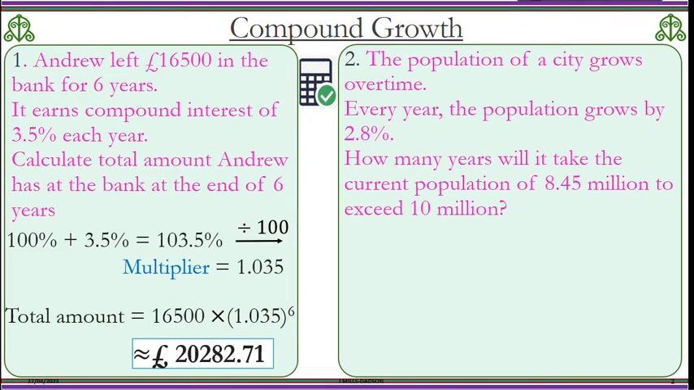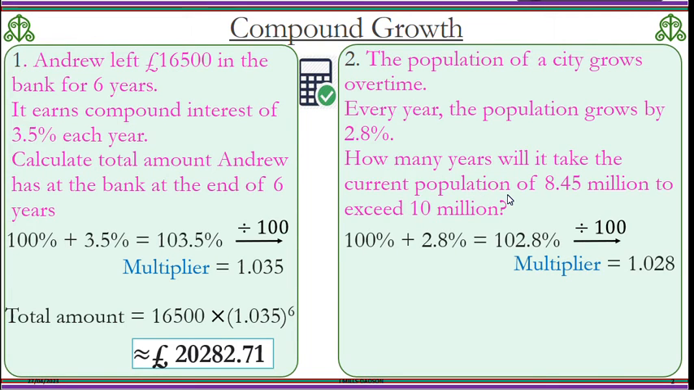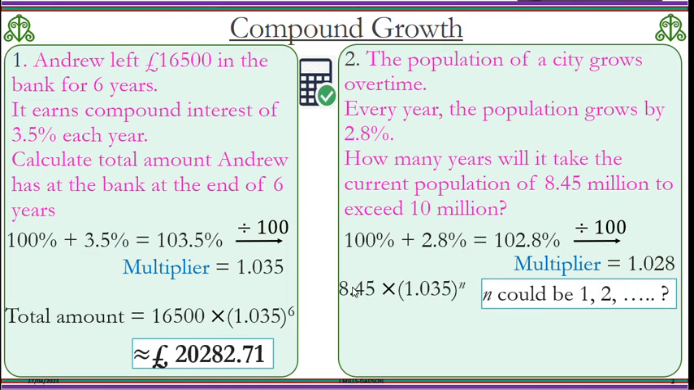Set up the same principle. If you have a 2.8% increase, get the multiplier first. 100 plus 2.8 is 102.8%, divided by 100, so that's our multiplier. The question is asking how long it is going to take. So we begin with 8.45. We have a multiplier. We don't know the number of years, so we call it n or t or x. So we put it in the formula. This is what we have: 8.45 times the multiplier to the power n.